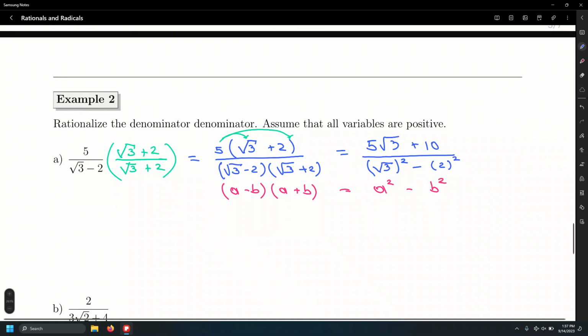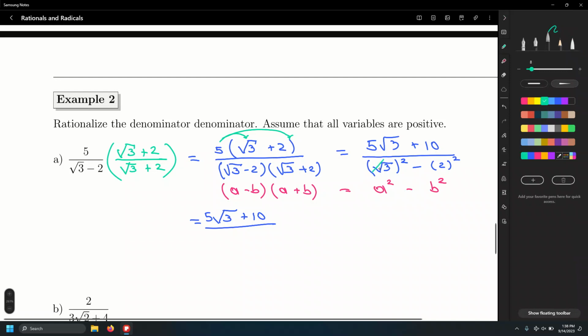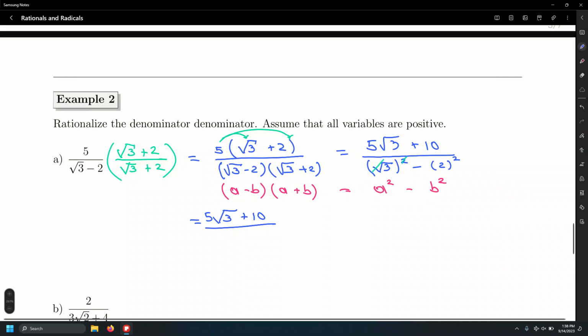So the numerator will just remain the same, 5 root of 3 plus 10. And then divide that by, okay, again, check this out. Check how the radical cancels the square to leave us with a 3, and then minus 2 squared, which equals 4. And what is this going to be? 3 minus 4, which is negative 1. So 5 root of 3 plus 10, and then divide that by negative 1.